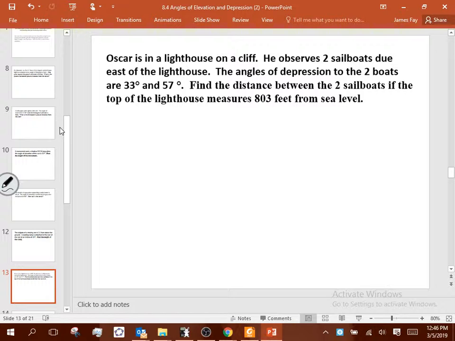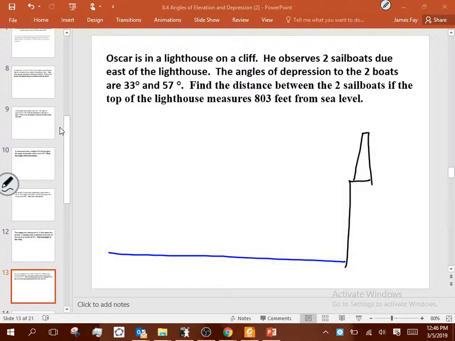All right, so kind of visualize what's going on here, right? We've got a cliff. You see on top of that cliff, looking down at boats. There's our water. Boats are in the water, right? Yep. Got a cliff, right? There's your cliff. On that cliff, there's a lighthouse, right? Okay. Now, Oscar's in the top of that lighthouse.